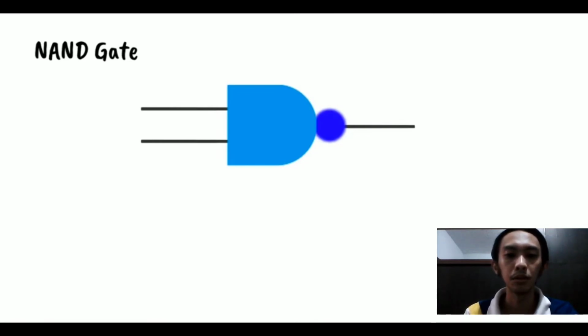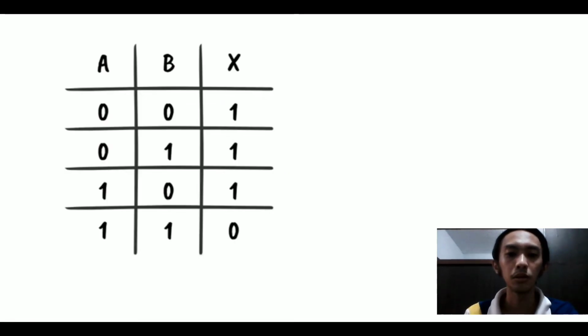Now, let me show you the truth table of the NAND gate. But first, let me explain what the truth table shows. It shows every possible input combination to the gate with the resultant output depending upon this combination of inputs. So, here is the truth table of a two-input logic NAND gate.